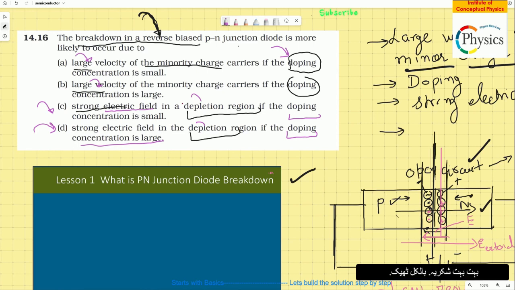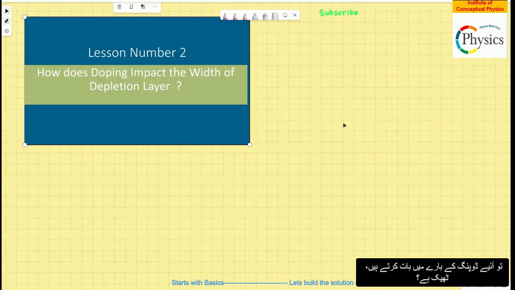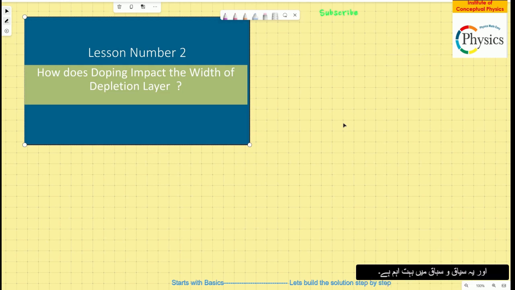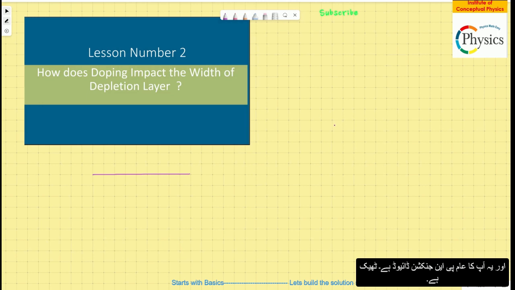All right, so let's talk about doping. This is very important in the context of breakdown of a PN junction diode. That is why we are learning doping today. And what is the impact of doping? So let's take an ordinary diode, and this is your ordinary PN junction diode.